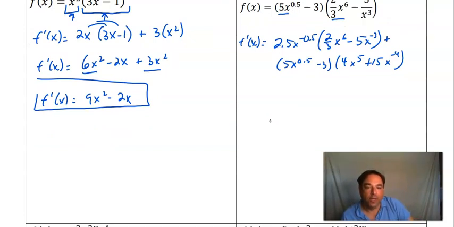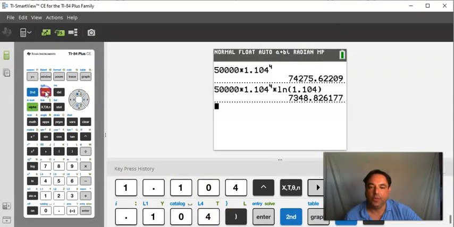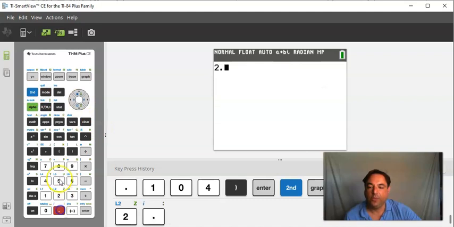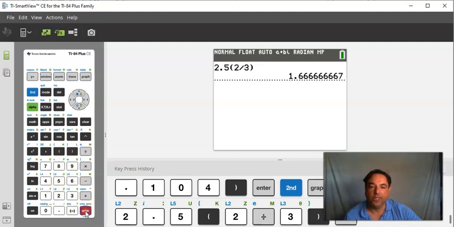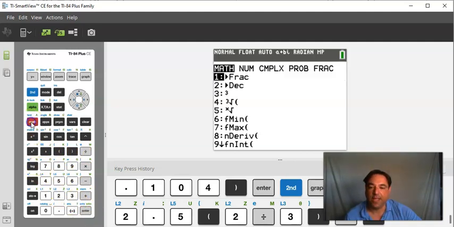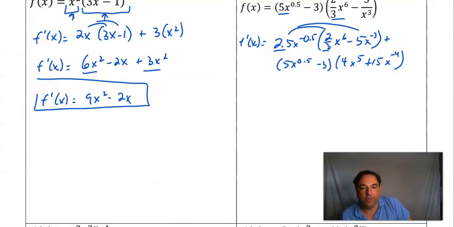Now, when we clean it up, we're going to distribute, and we have 2.5 times 2/3. Again, we can use the calculator. 2.5 times 2/3, second mode. That gives you, enter, 1.66666, math, number 1 for fraction. That gives you 5 over 3. So that would be 5 over 3. Then we have x to the negative 0.5 times x to the 6. When you add that, so that's x to the 5.5.